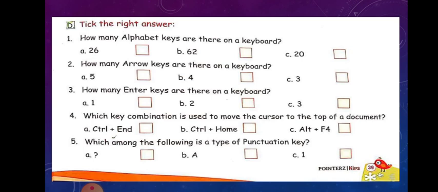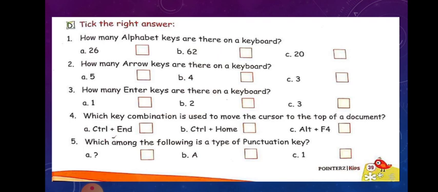How many alphabet keys are there on a keyboard? The options are 26, 62 or 20. And the answer is 26. How many arrow keys are there on the keyboard? The options are 5, 4 or 3. And the correct option is B, 4. Up arrow, down arrow, and left arrow and right arrow.